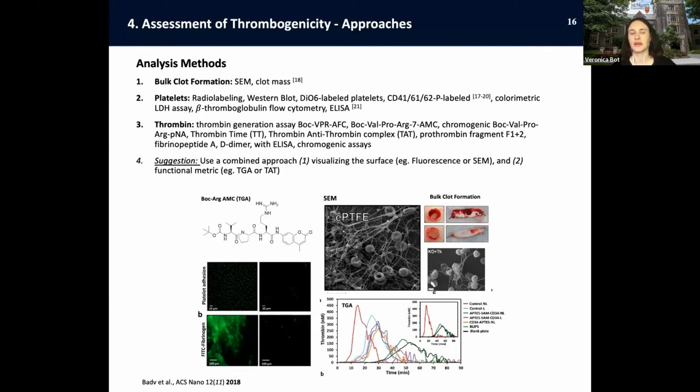You may also wish to probe platelets and thrombin, which are important indicators in clot formation. So with platelets, you can do radio labeling, Western blot, antibody conjugation for CD41, 61, 62, colorimetric assays. Thrombin is a very useful dynamic measure. So thrombin generation assay with those fluorogenic compounds or colorimetric compounds. Thrombin-antithrombin complex or TAT is very useful. ELISA, chromogenic assays. There are really a lot of options here.